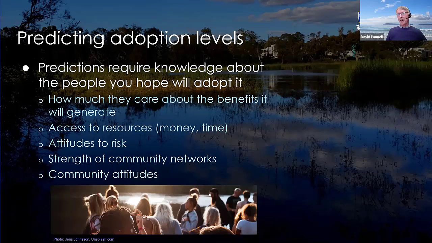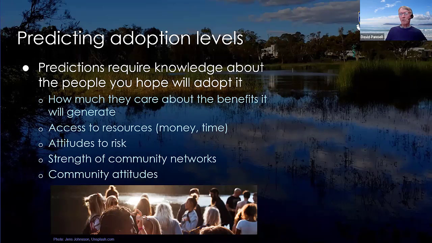Then the other thing you need to understand is the people who you're hoping will adopt it. It's interesting, I observed that when people study adoption or behaviour change, there's often a lot of emphasis on the people side of this and less emphasis on the behaviour itself or the technology or the practice that's being adopted. My strong view is that they're both important, and probably about equally important.